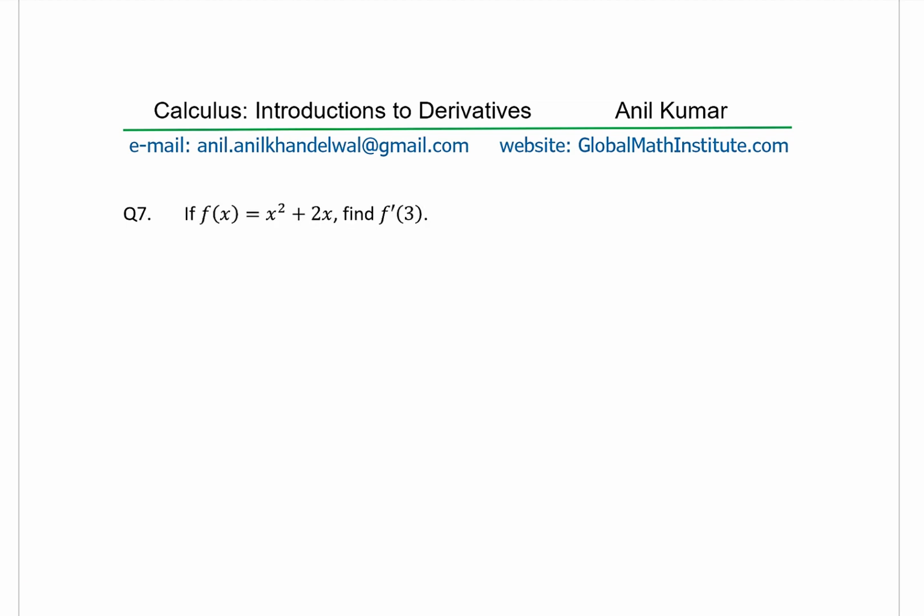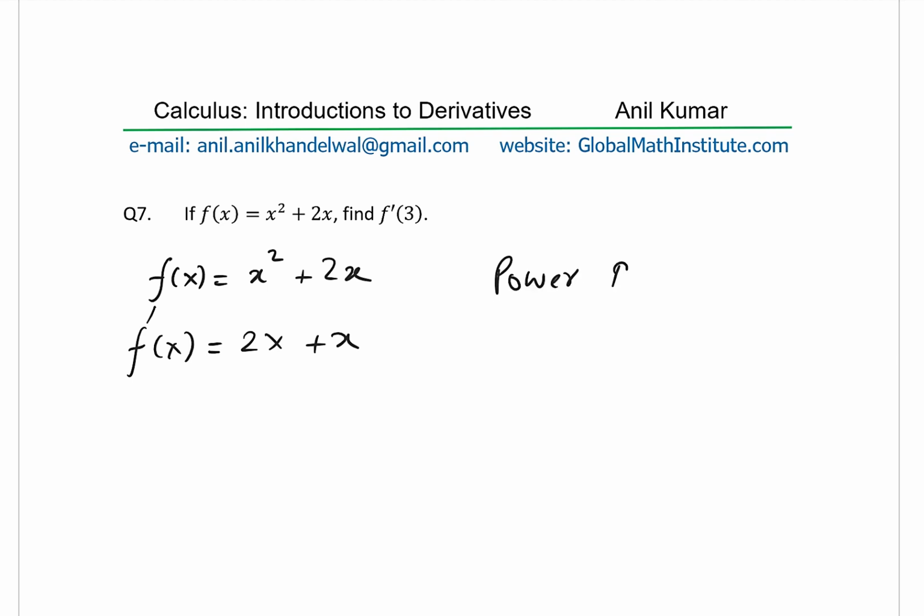Question number 7 here is, if f of x equals x squared plus 2x, find f dash 3. So, let's find the derivative. We are given the function f of x as equal to x squared plus 2x. So let's find the derivative first. The derivative is 2x plus 2. We have used the power rule, right? So if your function y is a times x to the power of n, in that case y dash is a times n times x to the power of n minus 1.